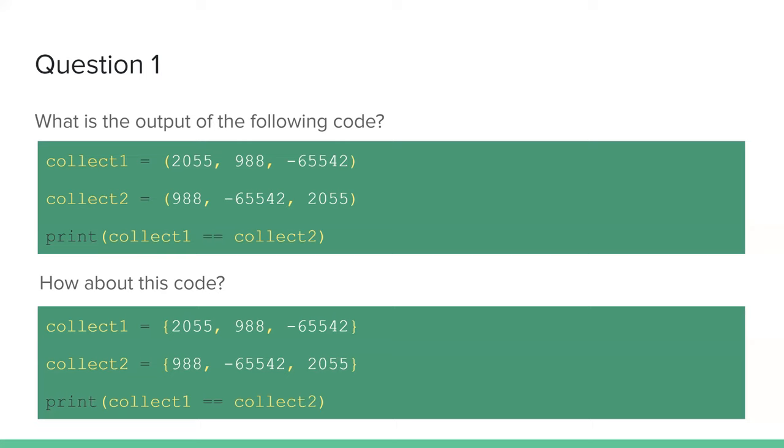So for this first example, we just want you to be able to determine what is the output of the print statement at the end of each code sample. So the first one is basically just comparing two tuples, and then the second one is comparing two sets. So what might be the output of each one? You guys can just write it in the chat if you want to participate, or you can write it on a piece of paper.